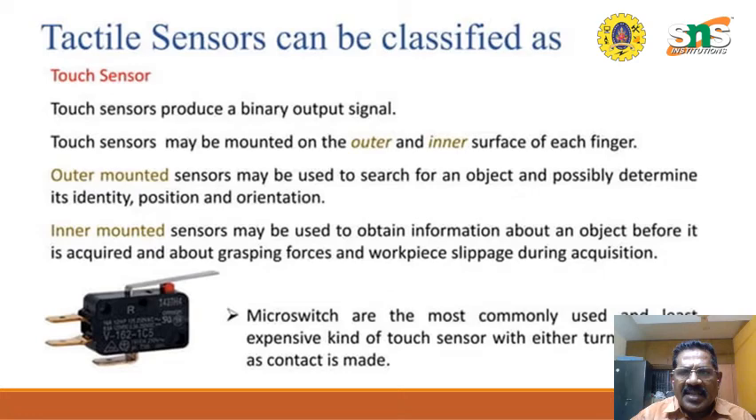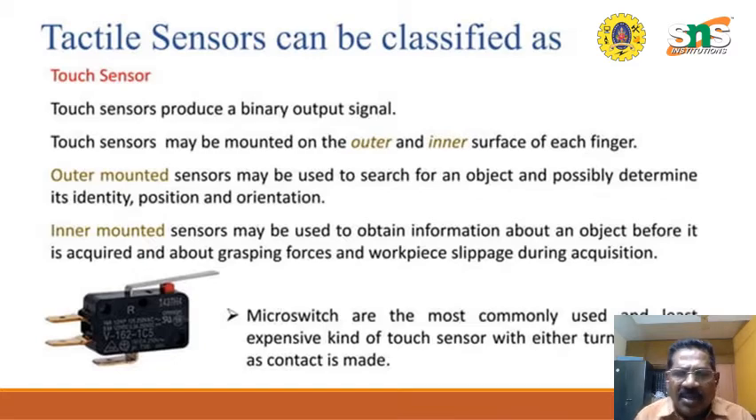Then the tactile sensor can be classified as a touch sensor. Touch sensors have a binary output signal. They may be mounted on the outer and inner surface of each finger. Outer mounted sensors may be used for searching for an object and possibly determining its identity, position, and orientation. The inner mounted sensors can be used to obtain information about an object before it is acquired, about grasping forces. Before I go and grasp, I have it on the inner one. I take the understanding whether it is available or not, and also a workpiece with slippage during the acquisition.